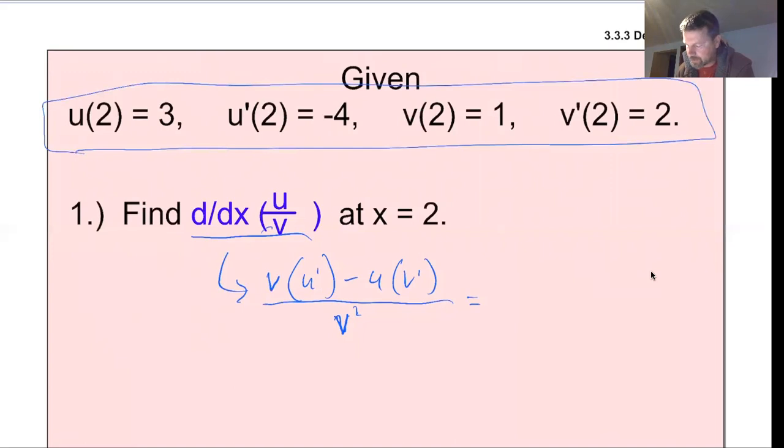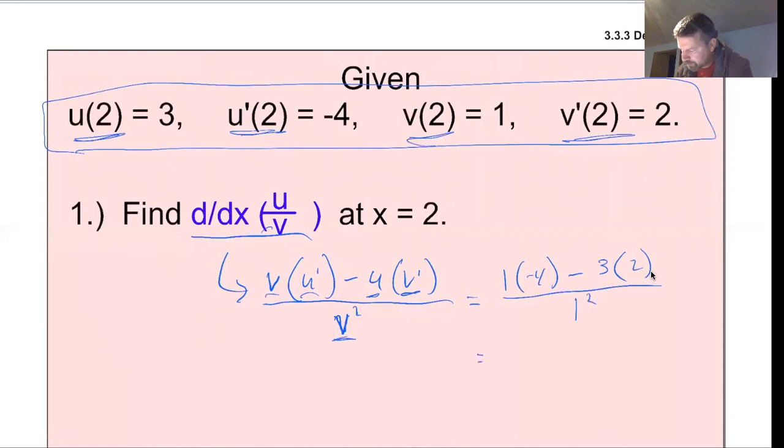In this case, let's see here, v we said would be 1. U prime, that's over here, that's -4. Minus u, that's over here, u of 2 is 3. V prime, that's over here, that's 2. All over v squared, that's right there, 1.